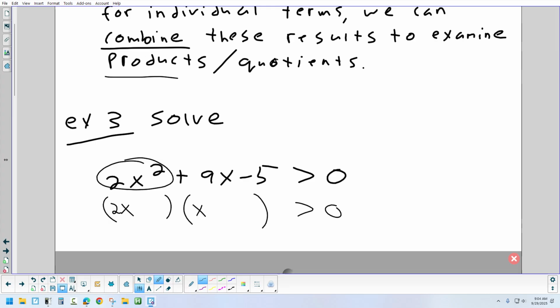Okay, what about my signs in parentheses? Annalise, what are my signs going to be? Well, if you put a negative and a negative, they would multiply to give you a positive.